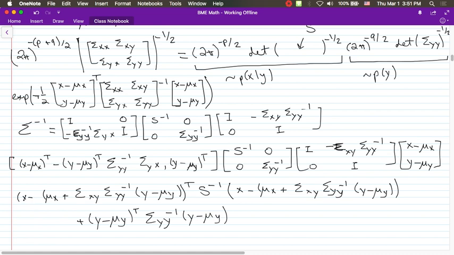So here's the matrix, here's the vector x minus something times S minus 1 plus this term here. So this should be familiar to you. This has things in it that's p of y, right? It's y minus its mean times the inverse of the variance of y times y minus its mean. So this is the part that has p of y in it. All the rest that's left must be p of x given y.